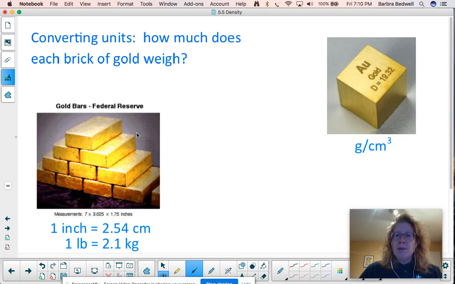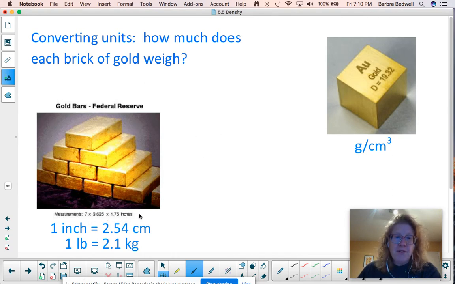I want to know how much these blocks of gold weigh. So over here, you've got a nice little lovely pile of gold. Can you imagine having that for the Federal Reserve? Each measurement is right down here. These are in inches. So you can tell this is going to be the fractions. So you're going to need to do a little bit of conversion here.